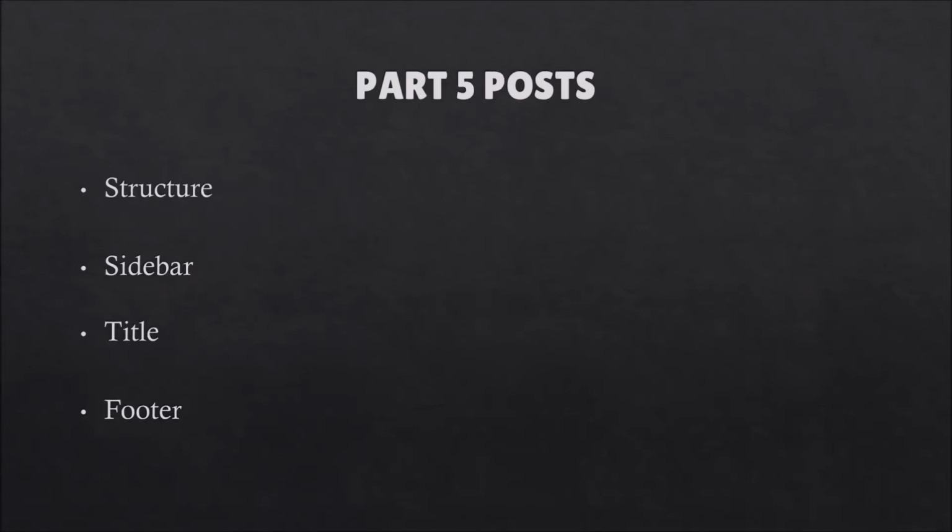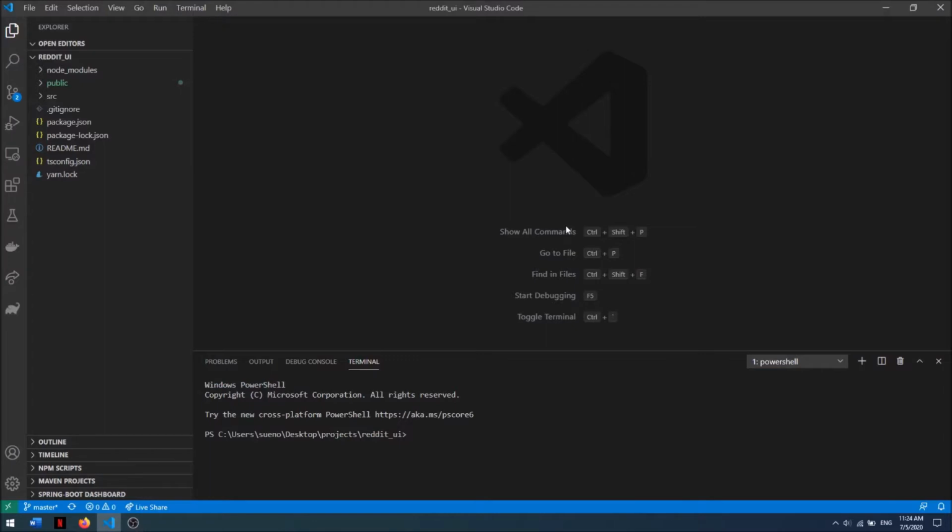In this part I will show you how to create the posts. I'm going to create the structure for our post, which I will do by using a grid. I'm going to create the sidebar, title and the footer. So let's get started. To get started, I'm going to add some data into our source folder.